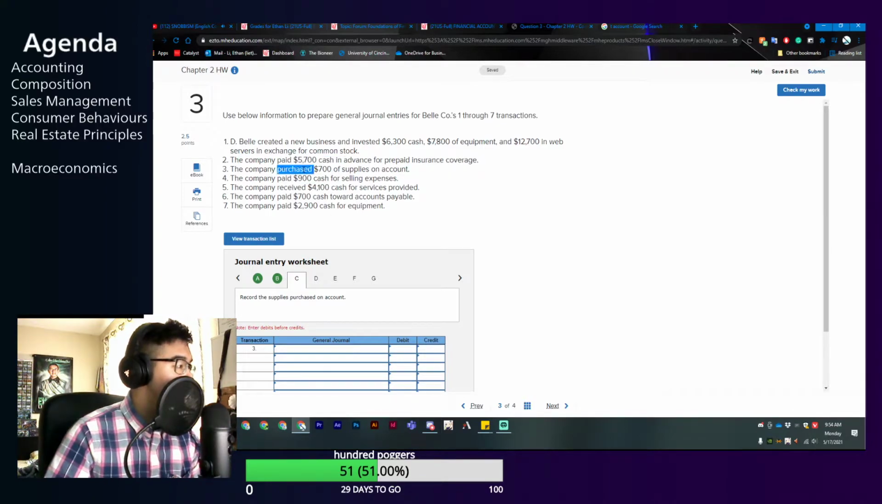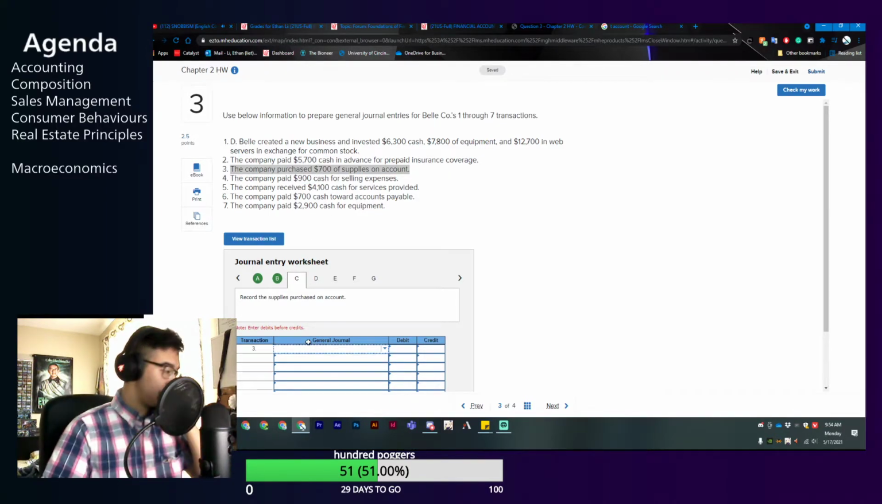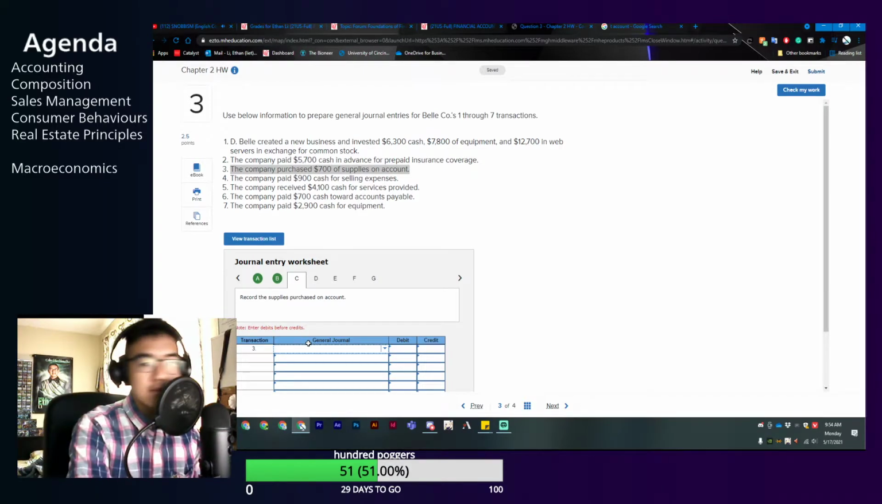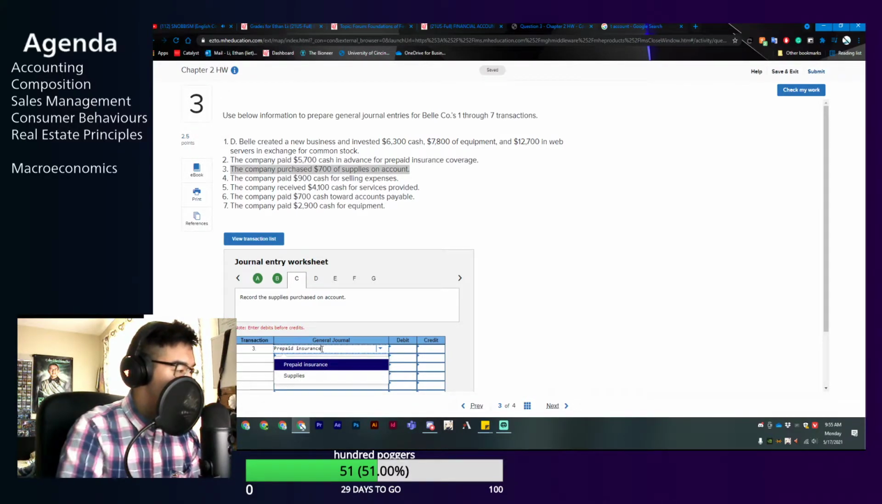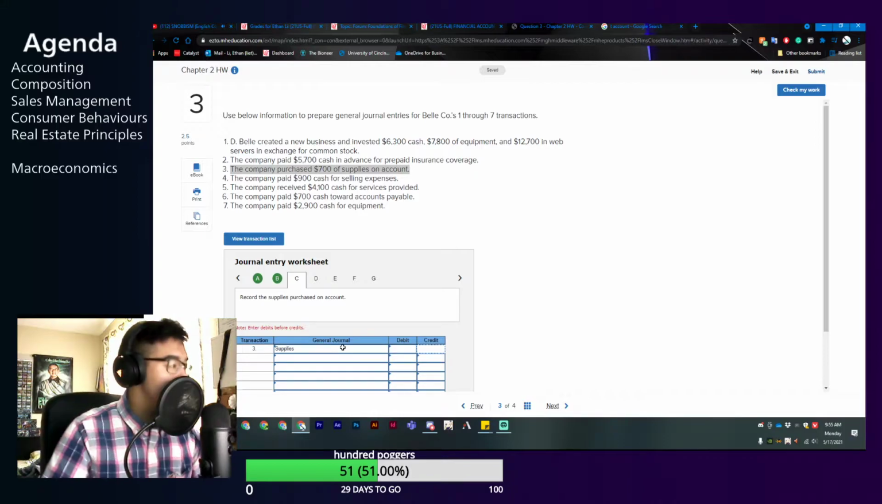Supplies. Alright, company purchased $700 worth of supplies on account, so supplies would be increased by... No, not prepaid insurance. Definitely not what I typed. Supplies would be increased by 700. Accounts payable would be decreased by 700.